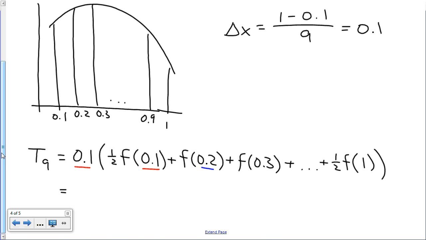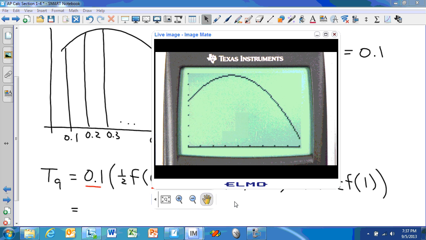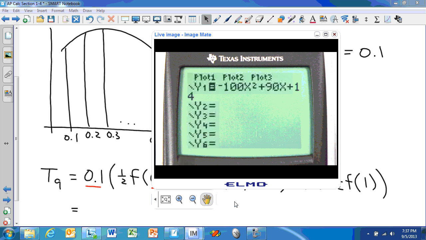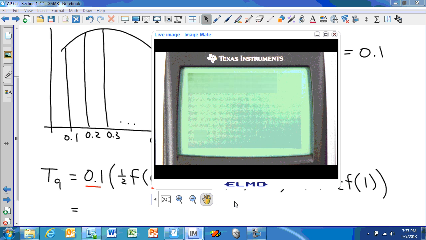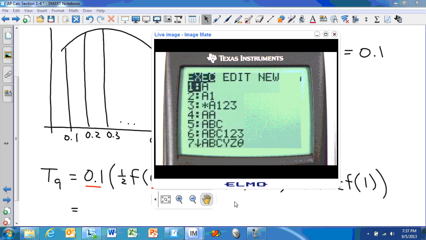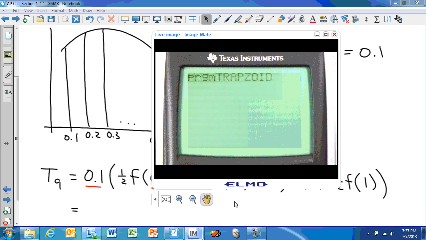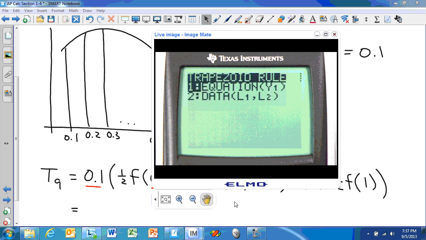So let's jump back over to the calculator. And I don't really have to graph this every time, but I do have to put the function into y1. So you've got to get the function into y1. And then we'll run our trapezoid program. It's going to ask you, first of all, do you have an equation that you're using that's put into y1? Or do you have data that's stored in list 1 and list 2? If you have a function represented algebraically, then you put the equation in y1. If you have a function represented numerically, then you put the data into list 1 and list 2. We, of course, have an equation in y1.